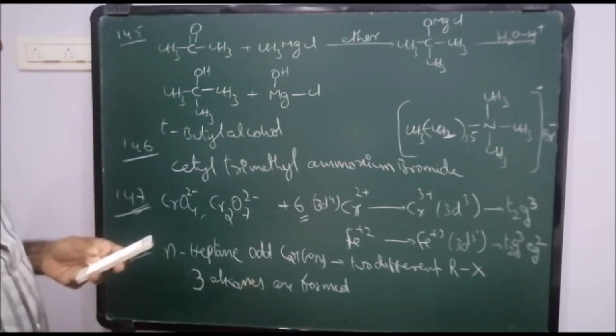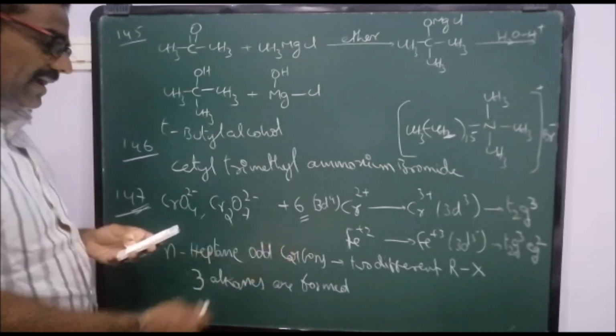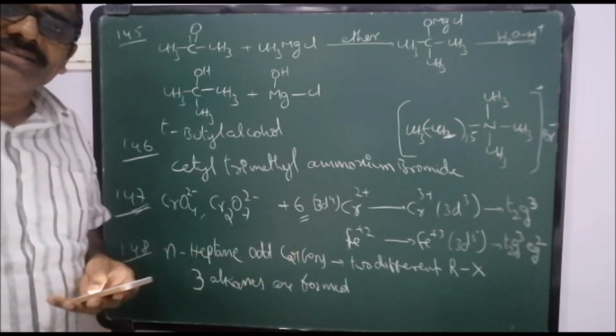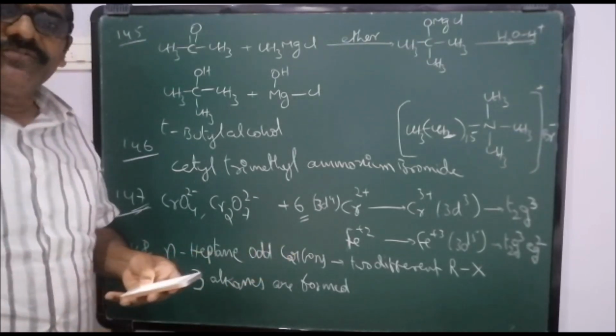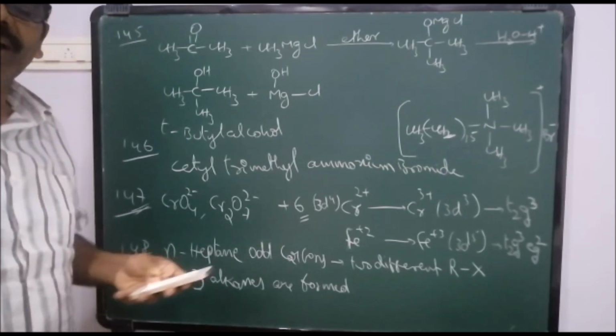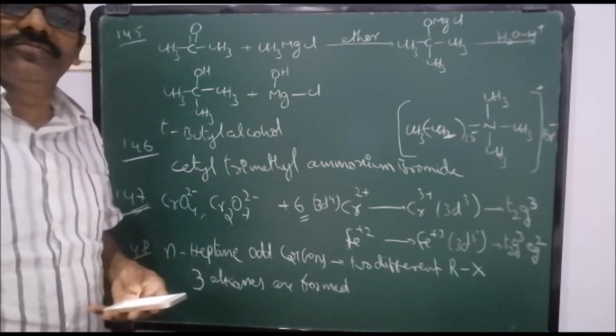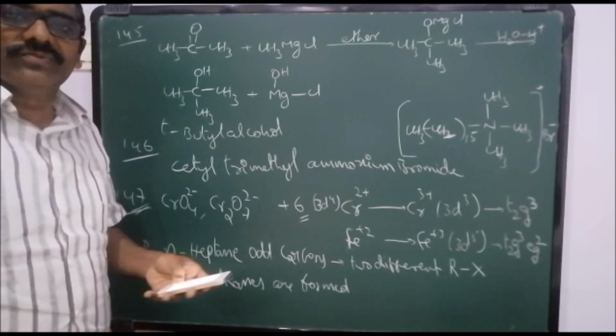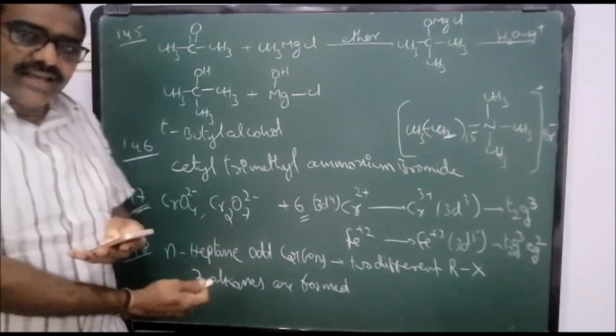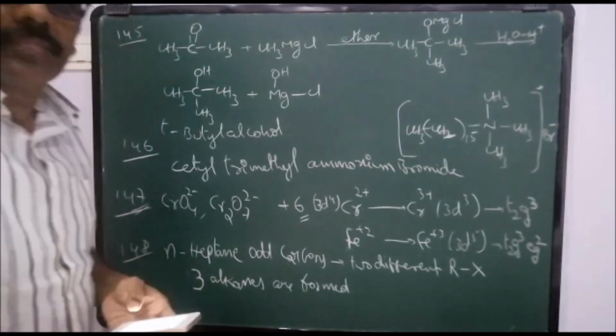Because for the preparation of n-heptane, we have to take two different alkyl halides by which you get a mixture of three alkanes. So it is difficult to separate them. Hence, Wurtz reaction is not suitable for the preparation of unsymmetrical alkanes or alkanes with odd number of carbons. That is, here it is n-heptane.